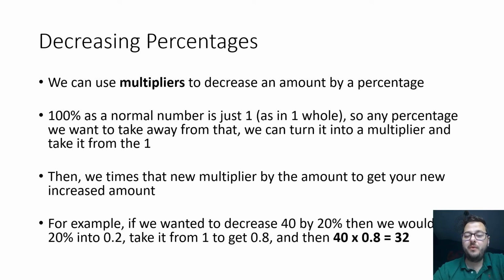So for example, if we wanted to decrease 40 by 20%, then we would turn 20% into 0.2, take it away from 1, that'll give you 0.8, and that's your new multiplier. Then you do 40 times 0.8, and that'll give you 32. So it's a very similar idea. We're just taking away from 1 instead of adding it to get our new multiplier.